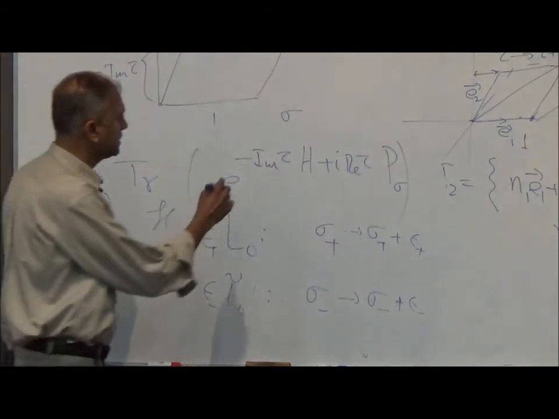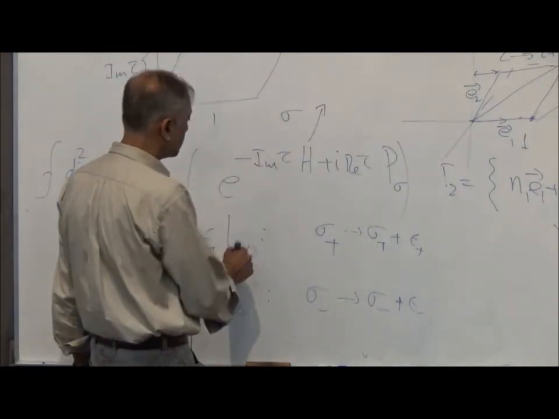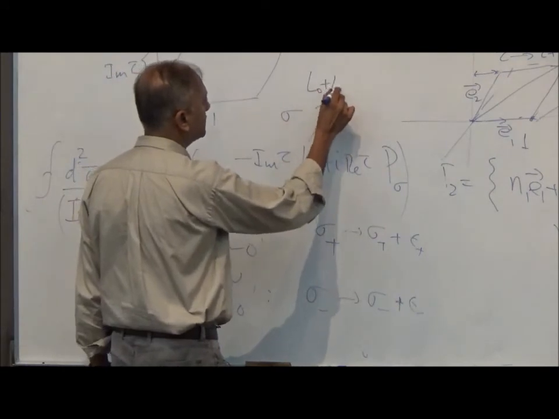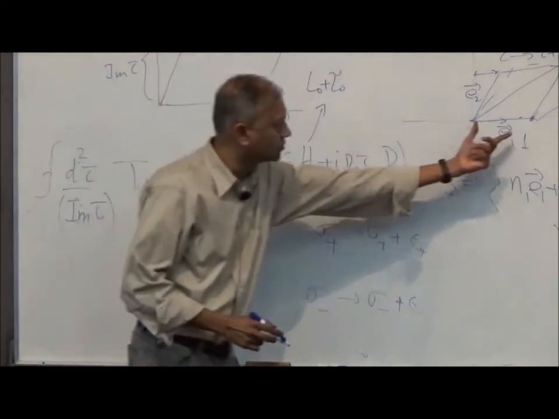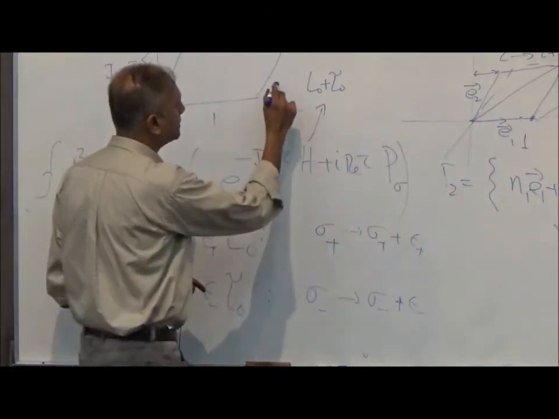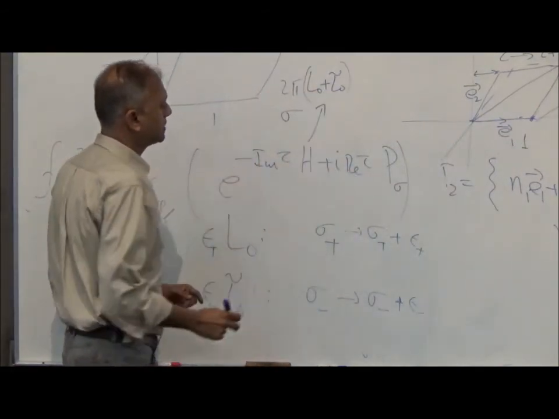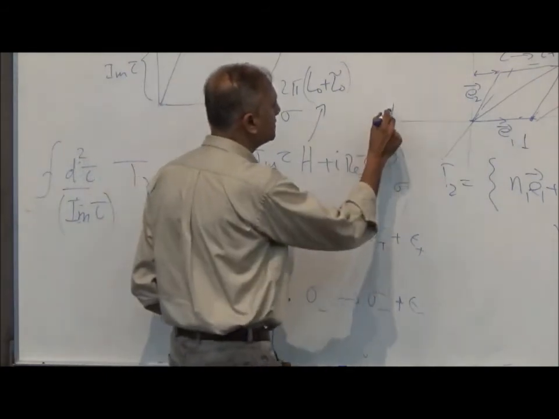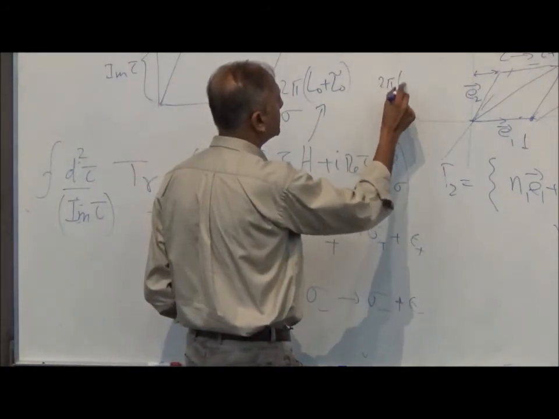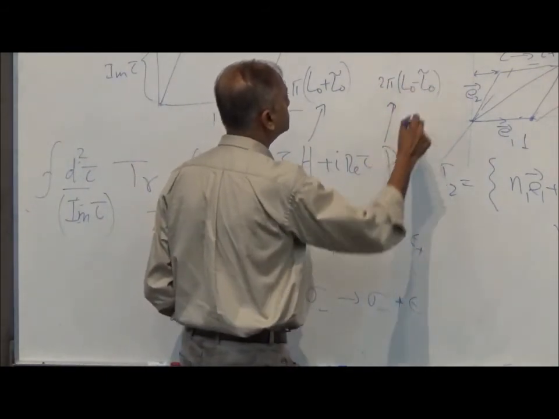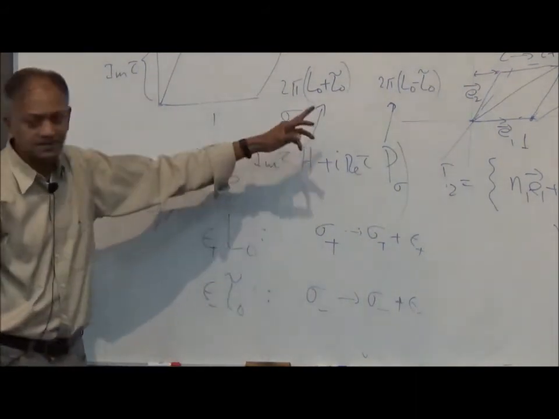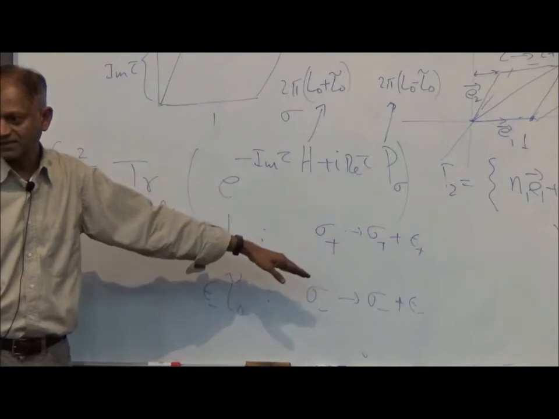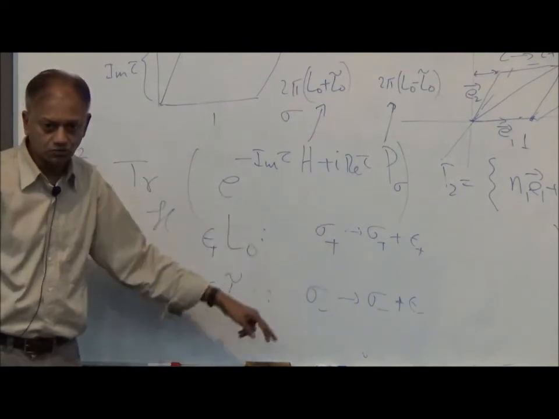So it's easy to see that H is basically a combination of L0 plus L0 tilde. And I think you have to normalize by 2 pi because I have chosen the length equal to 1. So it should be 2 pi times (L0 plus L0 tilde), whereas P sigma will be 2 pi times (L0 minus L0 tilde). So sigma plus and sigma minus are T plus sigma and T minus sigma. So obviously, it's just a combination of these two.